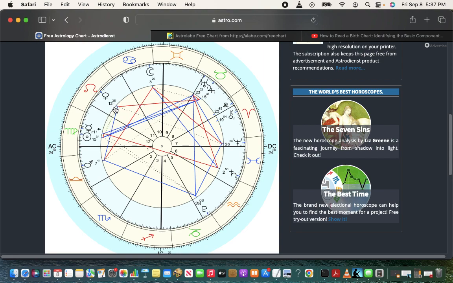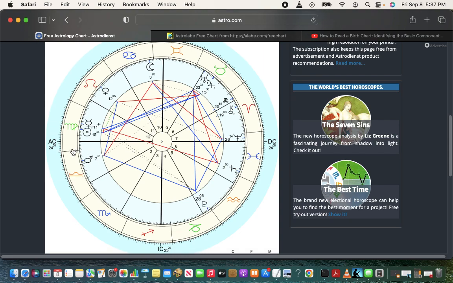Now we have these numbers here. These are the degrees. Each sign has 30 degrees. And if we look at Venus here, Venus is at 12 degrees and 35 minutes. The moon is at 3 degrees, 20 minutes. This chart begins in Virgo at 24 degrees and 8 minutes.